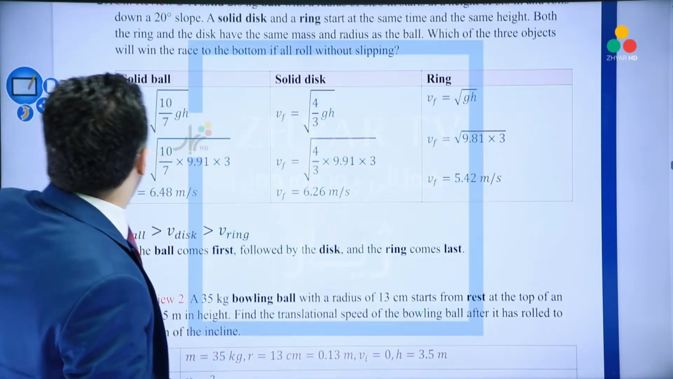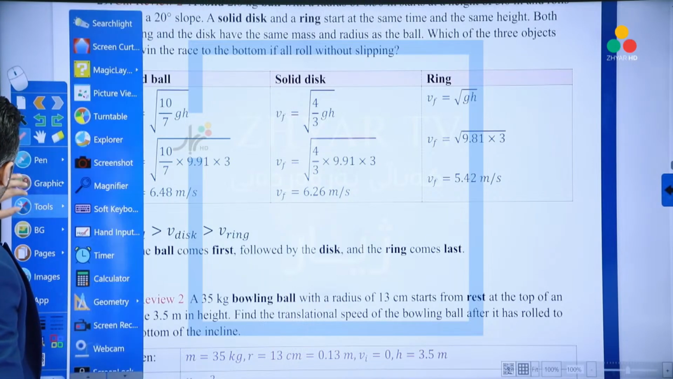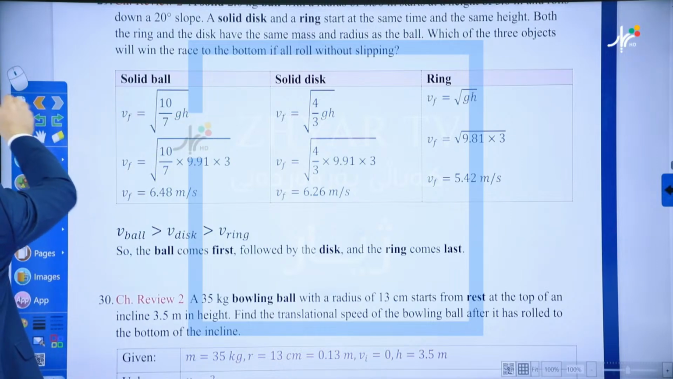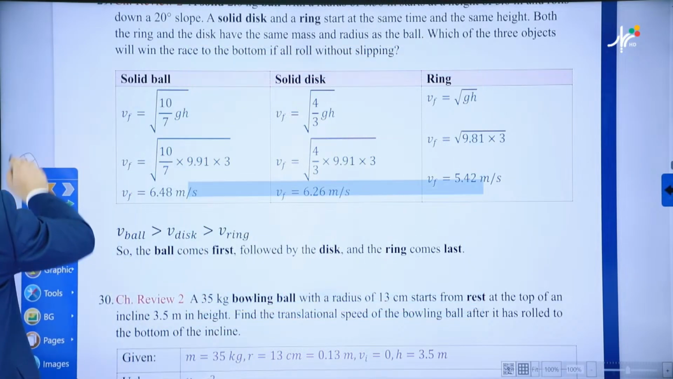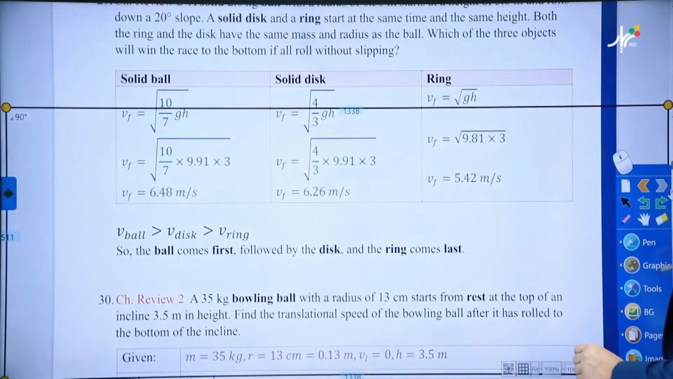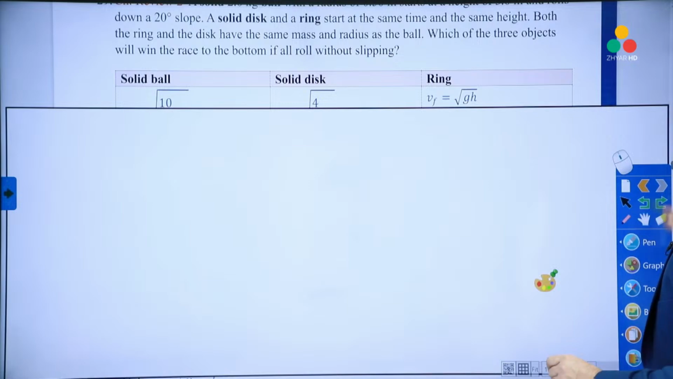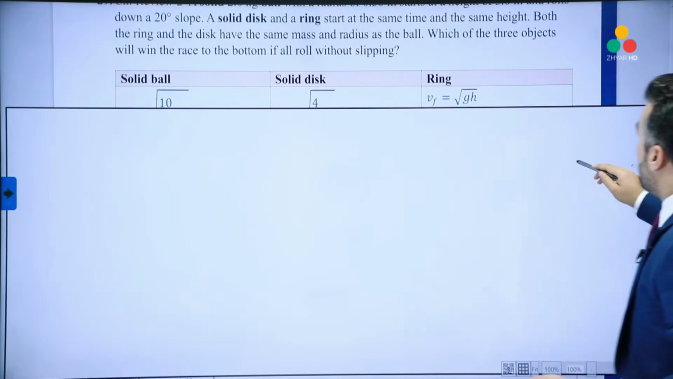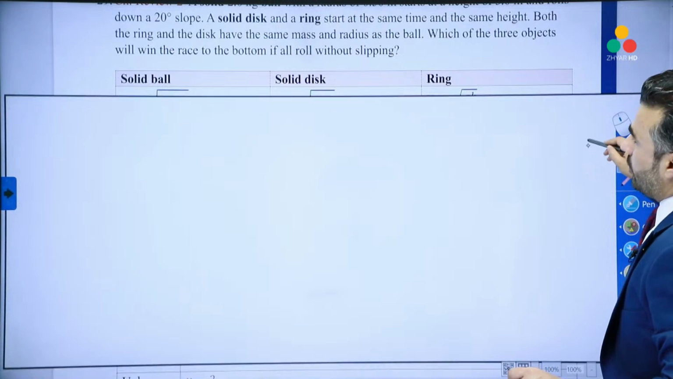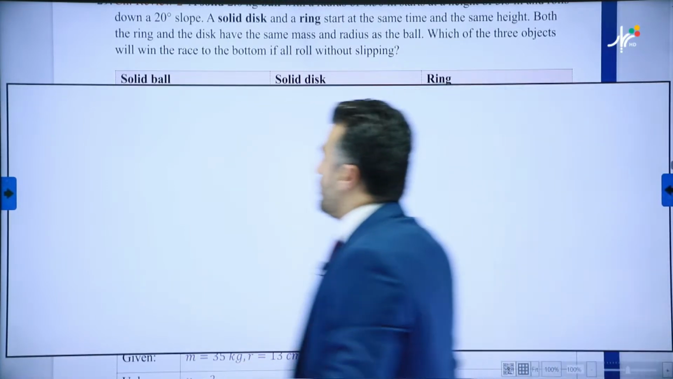So of course we can do this for the solid ball, for the solid disc. Let's keep this in mind. All right. Let's calculate which one of these will win the race. Okay, so the first thing, we have a solid ball.